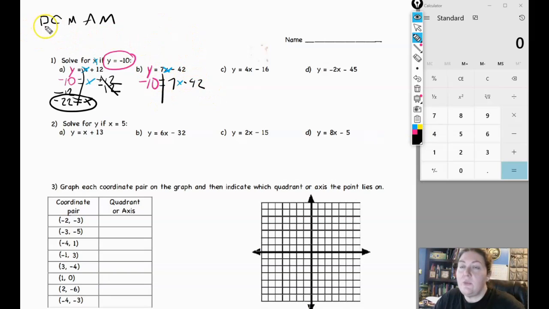Do I have anything to distribute? No. Do I have anything to combine? No. Do I have anything to move? No. Do I have any addition and subtraction on the side of the variable? Yes. I've got a negative 42. How do I undo negative 42? Positive 42. Those are going to cancel. What I do to one side, I do to the other. Bring down my 7x. Negative 10 plus 42 gives me 32.